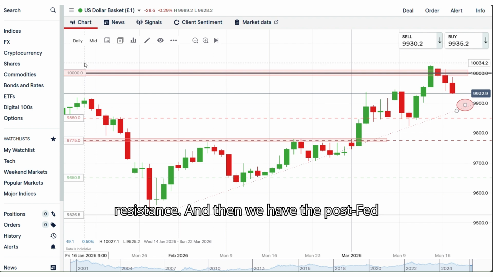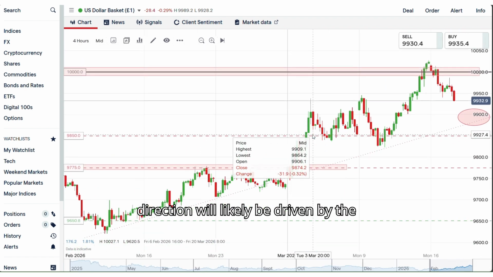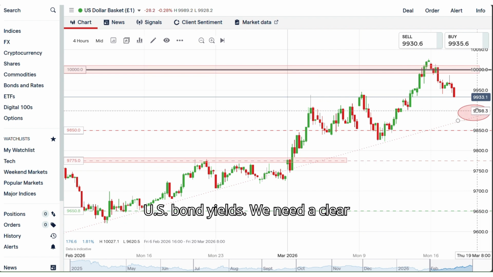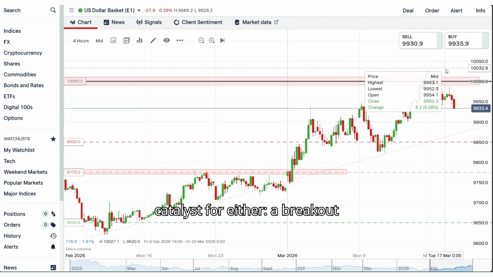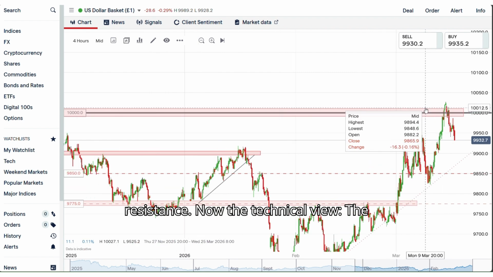And then we have the post-Fed reaction. If we zoom in, direction will likely be driven by the US bond yields. We need a clear catalyst for either a breakout continuation or rejection from resistance.